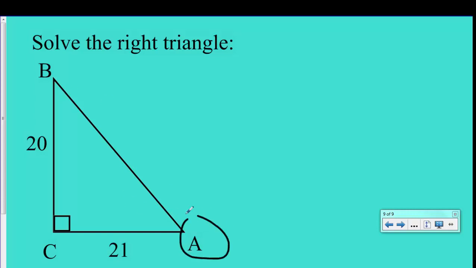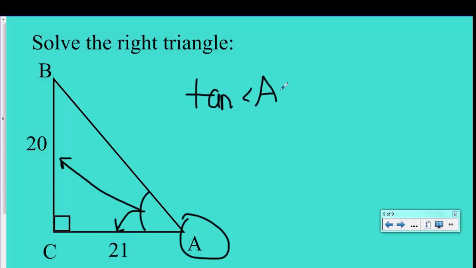So I'll pick angle A. We look at what do we know? We know the two sides will give us or tell us which trig ratio to use. I know the leg opposite and I know the leg adjacent. Leg opposite and leg adjacent is the tangent ratio. So tangent of the angle A equals leg opposite, which is 20, over the leg adjacent, which is 21.